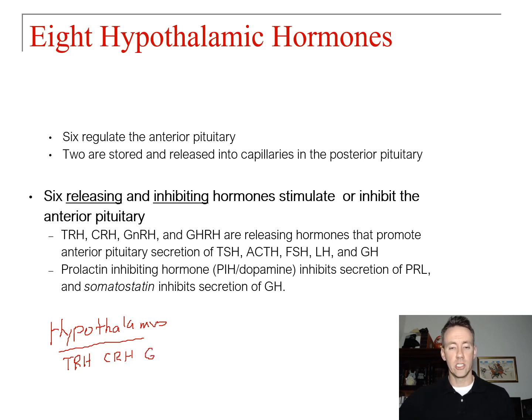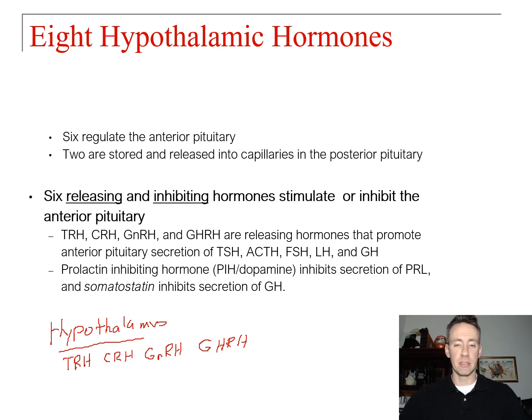Then there is GnRH, which is gonadotropin releasing hormone. If you remember, the hormones that stimulate the gonads are FSH and LH, so it's stimulating their release from the pituitary. Then there's GHRH, which is growth hormone releasing hormone. So these are all releasing hormones. If you see "releasing" in the name, you can think hypothalamus.